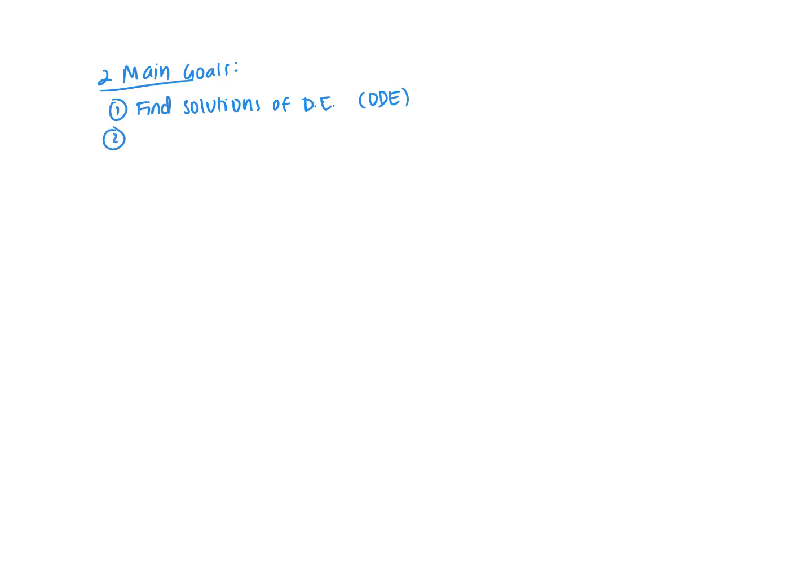And then secondly, we will be finding differential equations that model physical situations. So like I said, the vast majority of the class is going to be solving. It's going to be goal number 1. But we will have some mostly physics-based applications where we are going to be modeling a situation.